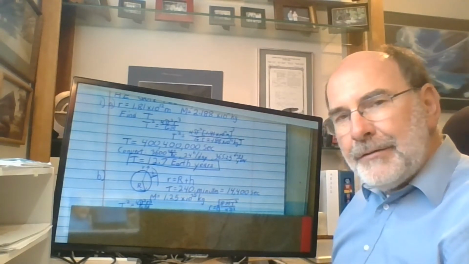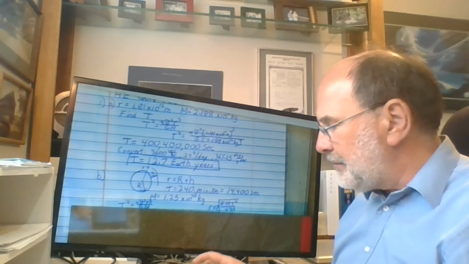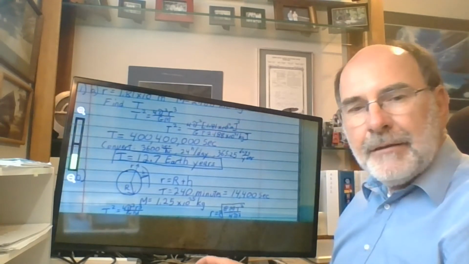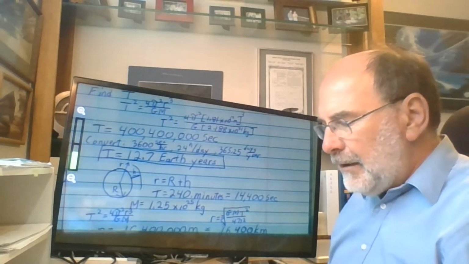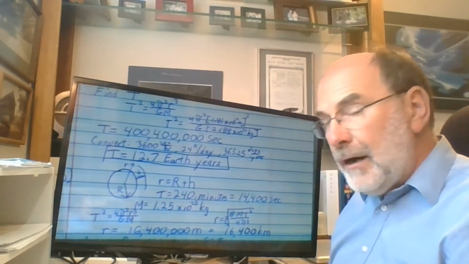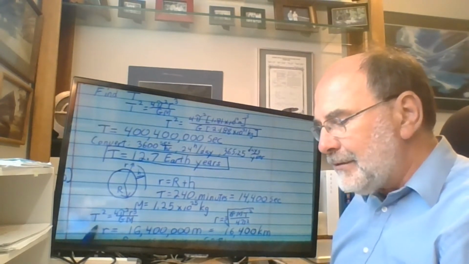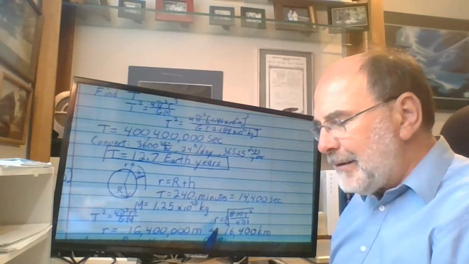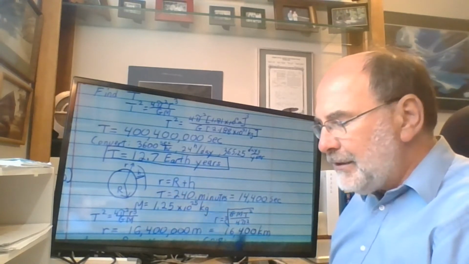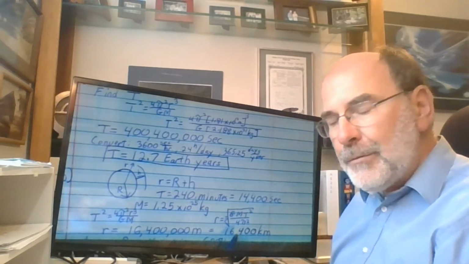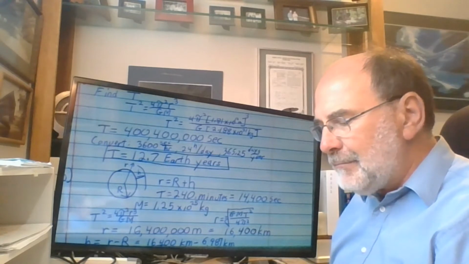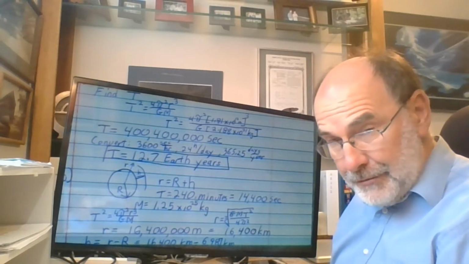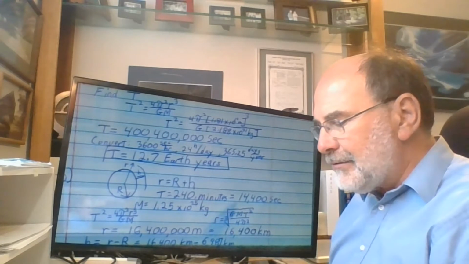And now you use the mass of the planet, not the mass of the star. Suppose I could make that a little bit larger for you. And solving for r this time, because the period T is given. So rearrange, and algebraically r is the cube root of G M T squared divided by 4 pi squared. When you plug all that in, I got 16,400,000 meters, which is, I'm rounding, 16,400 kilometers.